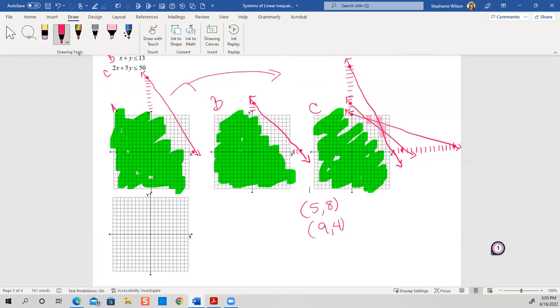Okay. And it's not a corner point because there's multiple things going on here. We don't have just one point, so we wouldn't call it the corner point.